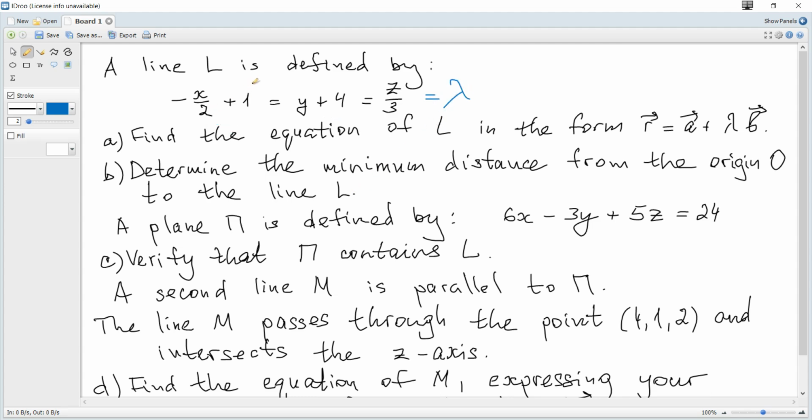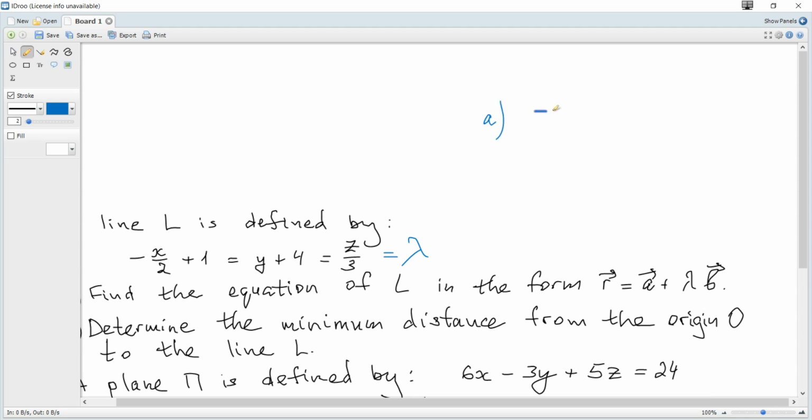Then we consider this is equal to lambda and just solve for x, this is equal to lambda and just solve for y, and this is equal to lambda and just solve for z. So it becomes negative x over 2 plus 1 is lambda. So negative x over 2 is lambda minus 1. Negative x is 2 lambda minus 2, so x is 2 minus 2 lambda. For y, it's just negative 4 plus lambda, and for z, it's 0 plus 3 lambda.